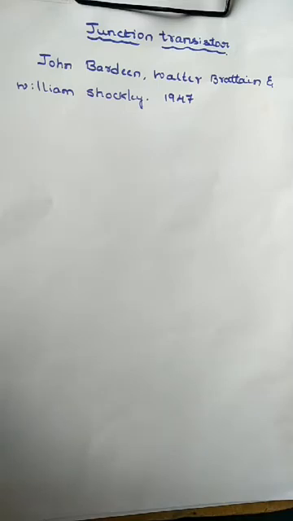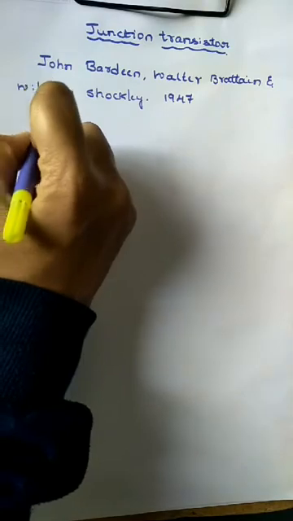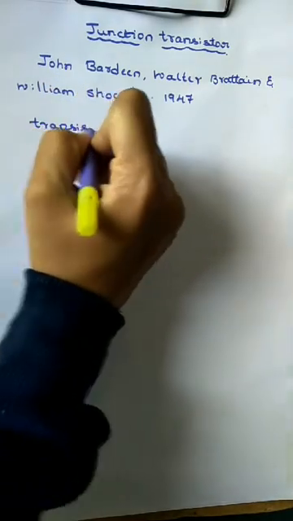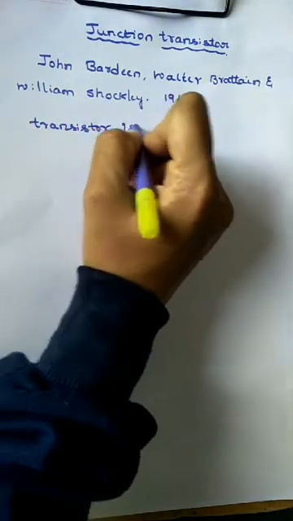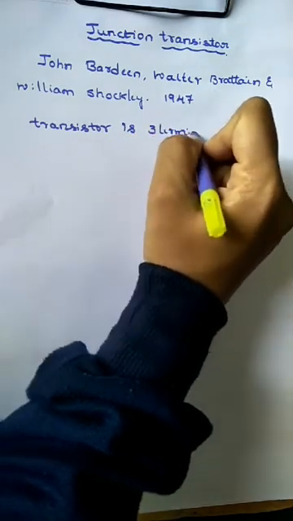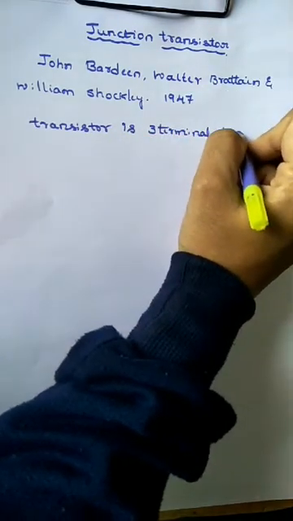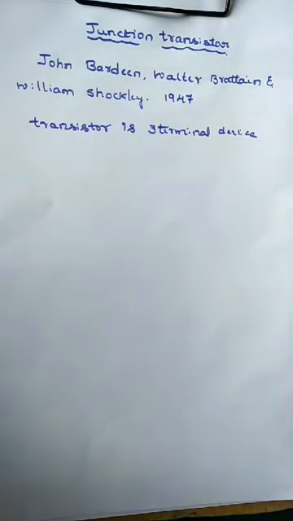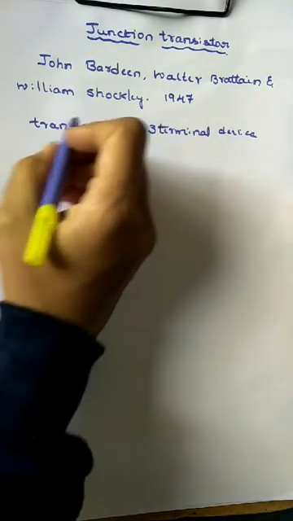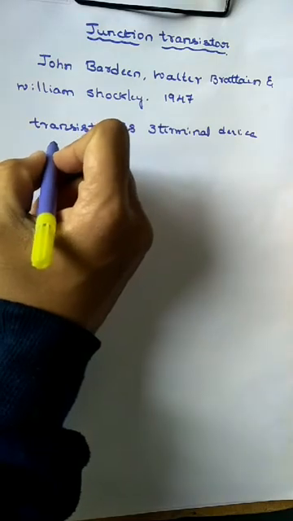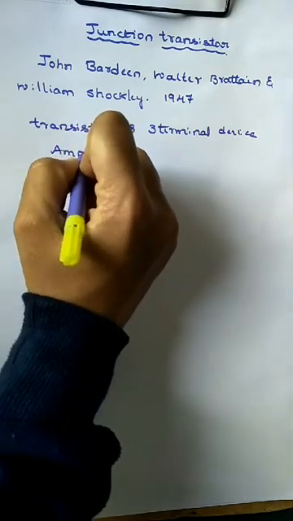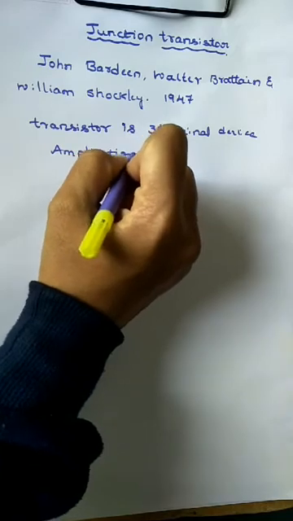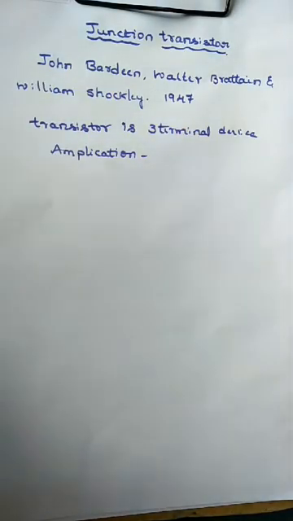Basically, a transistor is a three-terminal device. It is a two PN junction semiconductor device whose basic action is amplification. So the basic work of the transistor is amplification. Amplification means enhancing the strength of the signal.